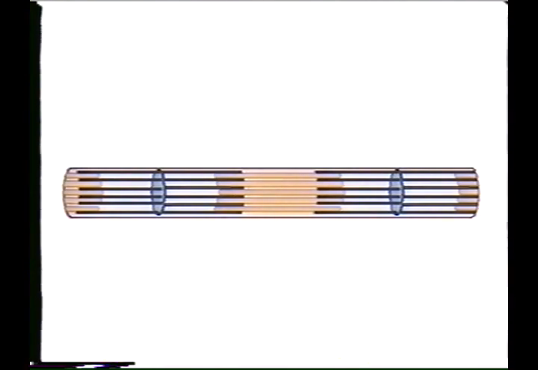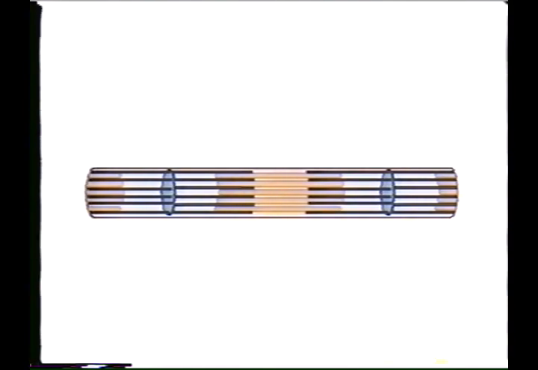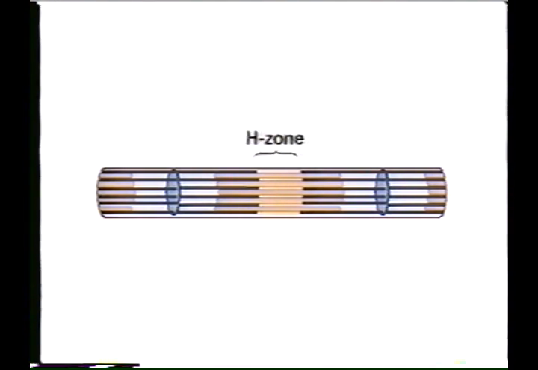Again, the muscle contracts, shortening the sarcomere. The actin filaments slide past the myosin filaments in the opposite direction. The area of overlap increases. Again, only the H zone and I band are affected.